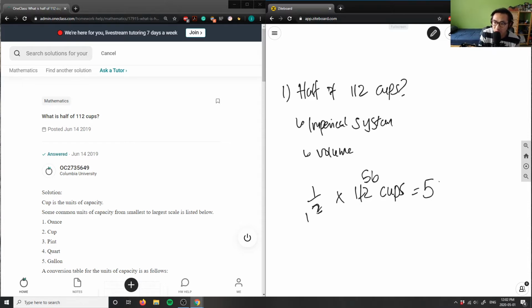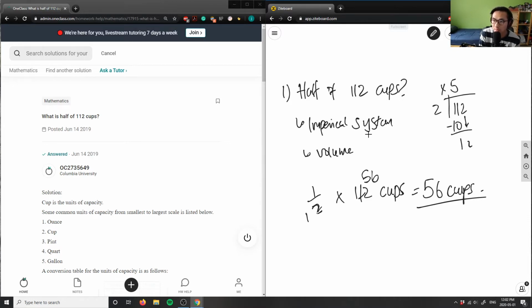56. So this equals 56 cups here, and you could plug this in your calculator, or you could do the old-fashioned long division. If you have 112 divided by 2 and you don't have a calculator, we could solve this using pencil and paper. So again, 2 times what number goes into 11? 2 times 5 is closest to 11. 11 minus 10 is 1. You bring down the 2.